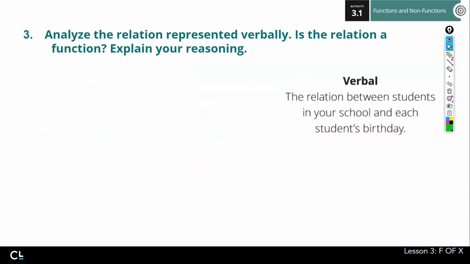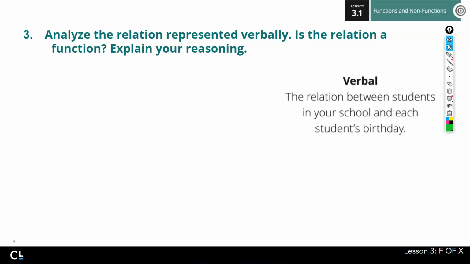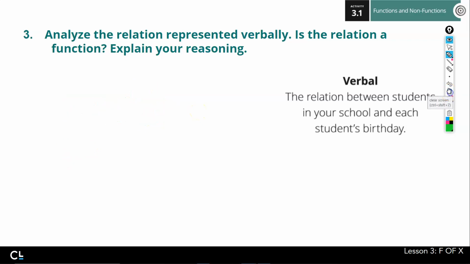Number 3, we have a verbal situation. The relationship between students in your school and your students' birthday. Yes, this is a function. Each student has one and only one birthday.